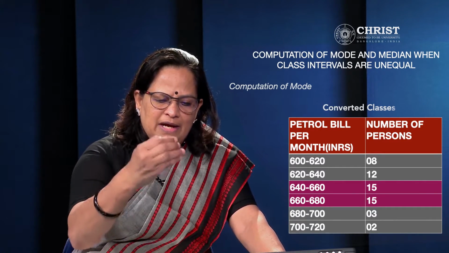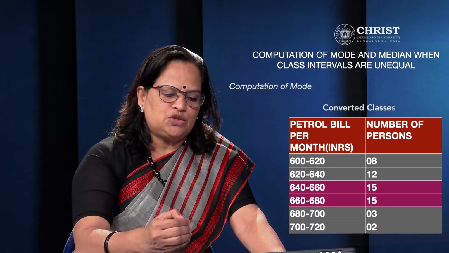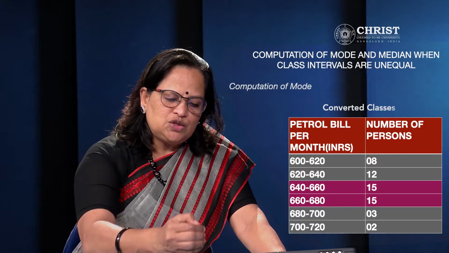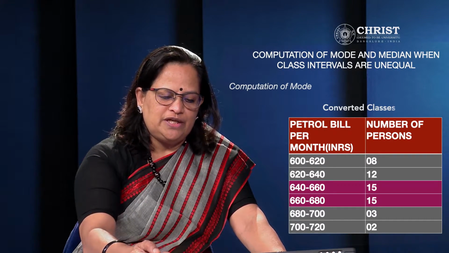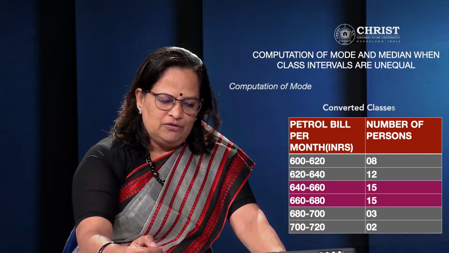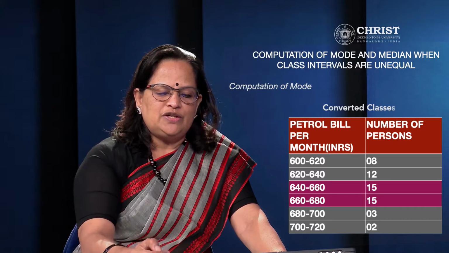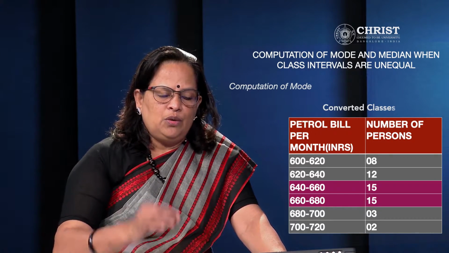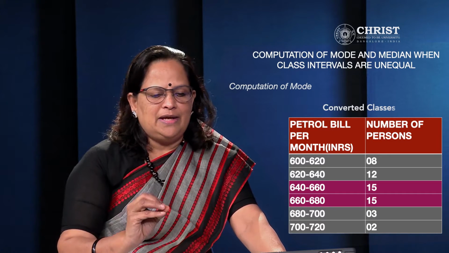So I have converted: 600 to 620, frequency 8; 620 to 640, 12; 640 to 660, that is where we adjusted, the class frequency is 15; 660 to 680, 15; 680 to 700, 3; and 700 to 720, 2. Now we have to do the computation of mode using the grouping table and analysis table.